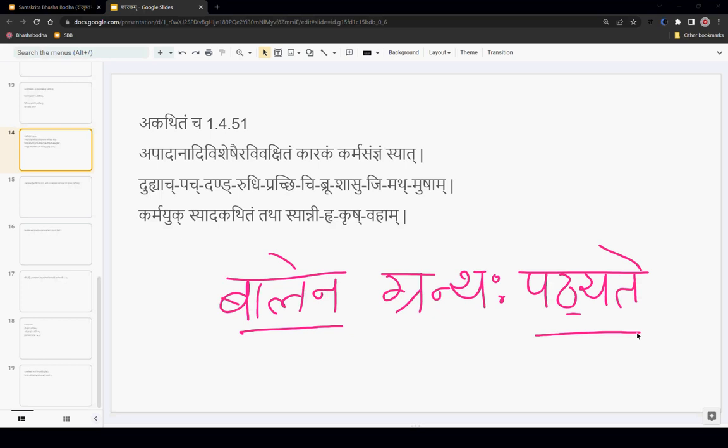Why is it in Tritiya? We studied during the Karakam, right? Why is it in Tritiya? And Grantha is a Karma Padam, that is in Prathama. Karma Karakam Prathama, Kartur Karakam Tritiya. Why are these in Tritiya and Prathama Vibhakti? Samya Bhagini?